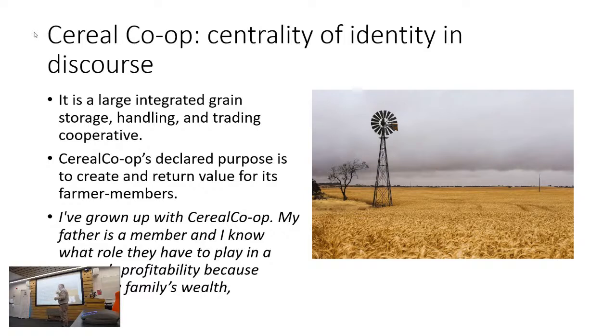When we spoke with the members and asked what it means to be part of the cereal co-op, this is a typical answer: I've grown up with them, my father is a member, and I know what role they have to play in the growers' profitability, because that's my family's wealth.